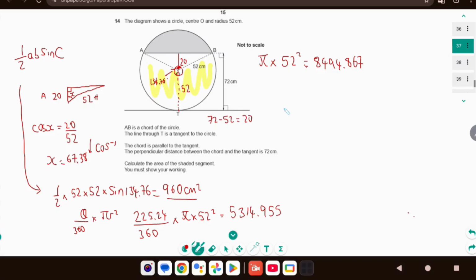Okay, so the shaded segment there is the whole circle minus the triangle minus the sector.